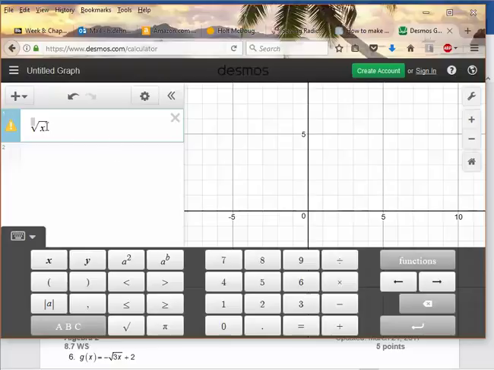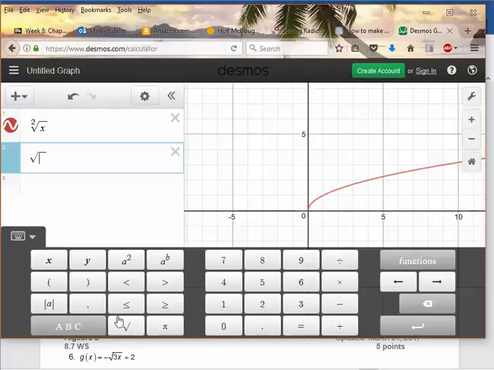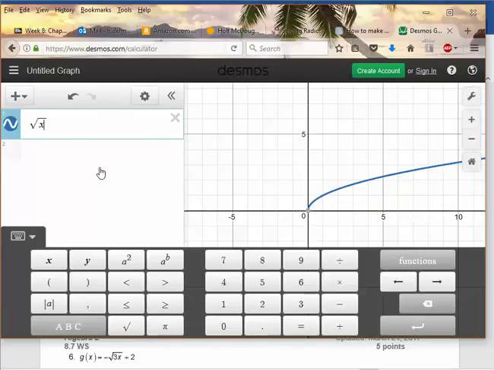Let's see if that graphs it. No, it needs something. So put the 2 there. That tells us that this is the square root function. We could have also done the square root of x this way, and it would graph the same thing. That's probably a little easier. So there's the square root function.